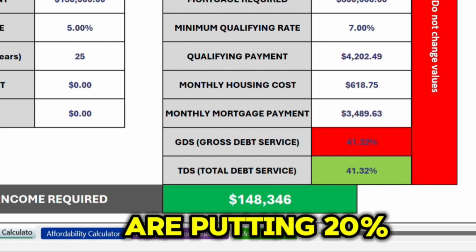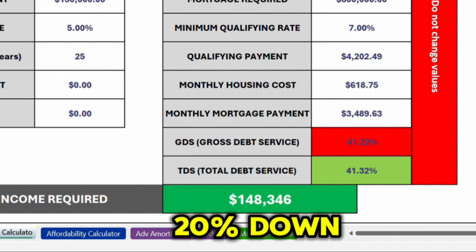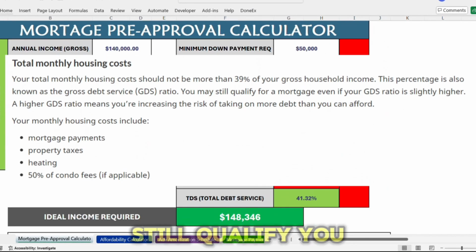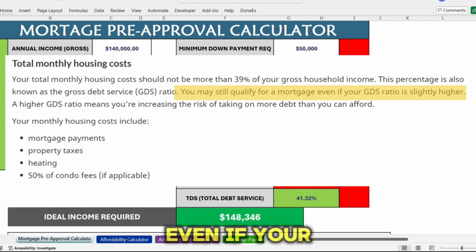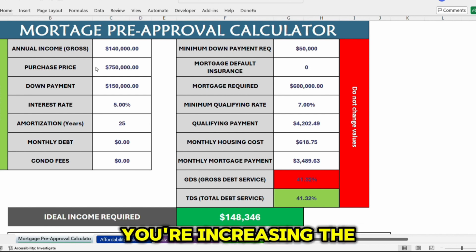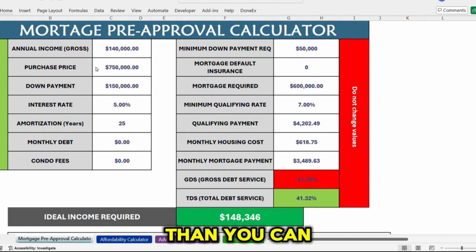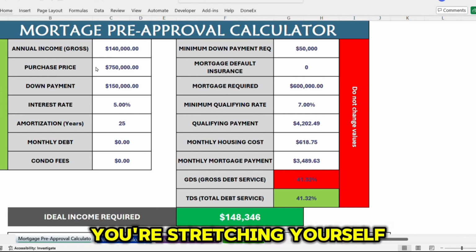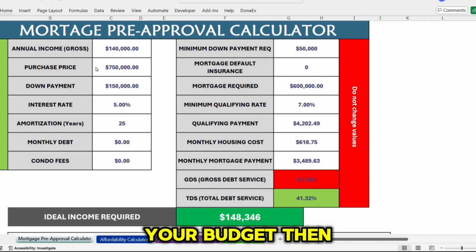But when you are putting 20% or more down, a lender may still qualify you for a mortgage even if your GDS ratio is slightly higher. Again, mentioning here, a higher GDS ratio means you are increasing the risk of taking on more debt than you can afford. But if you're stretching yourself to the maximum of your budget, then it can happen.